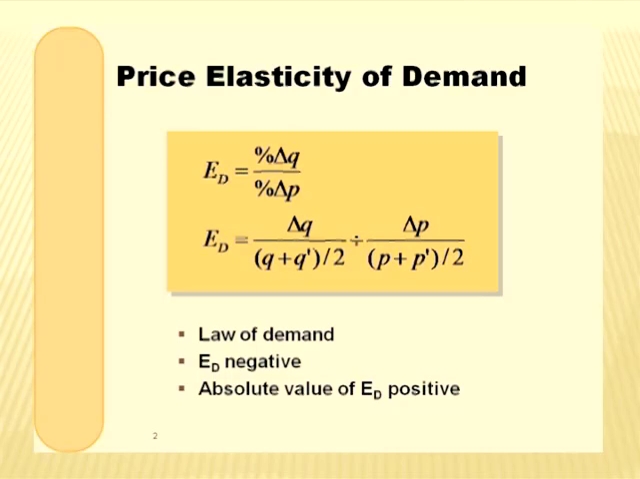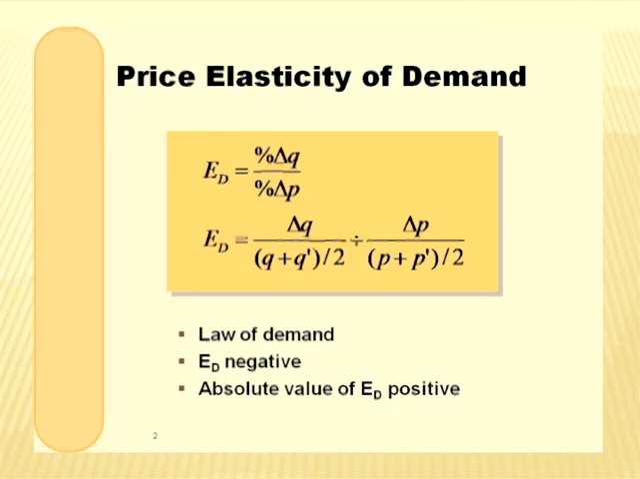Now, the calculation for this then is percentage change in quantity divided by percentage change in price. The delta here is just change, so we do the change in quantity divided by the average quantity, that's the numerator. Then we divide that by the denominator, which is the change in price divided by the average price.